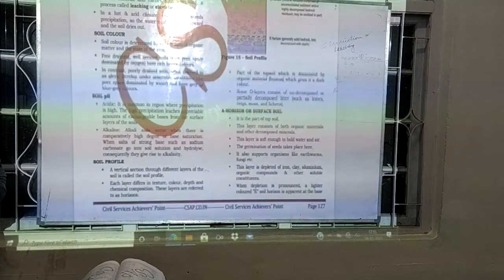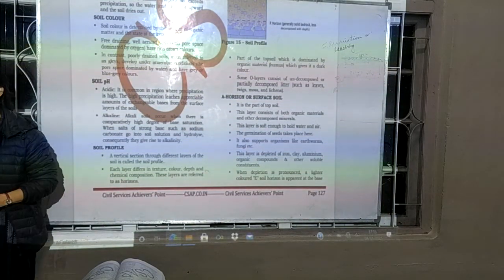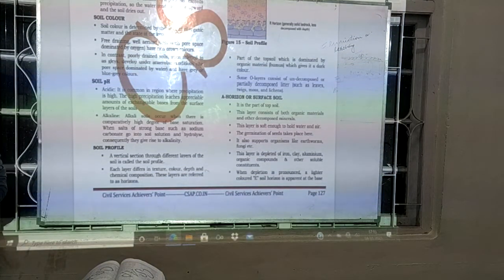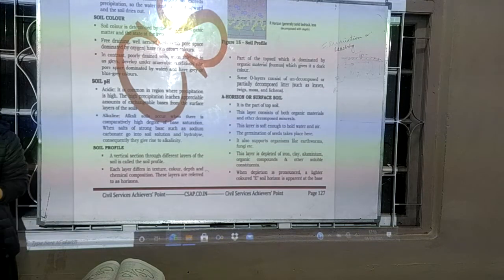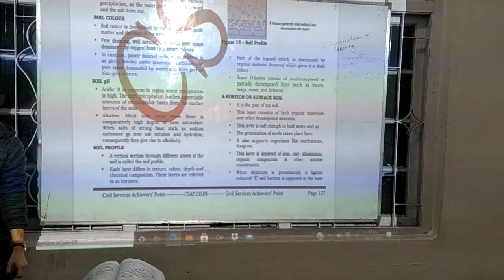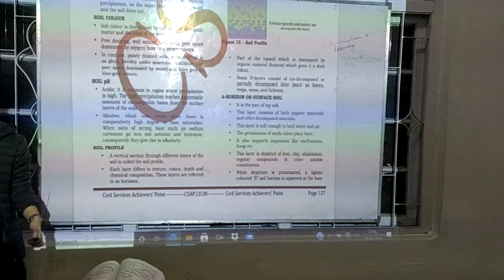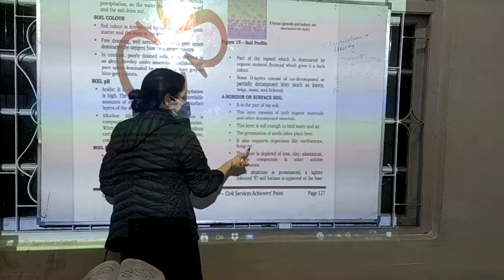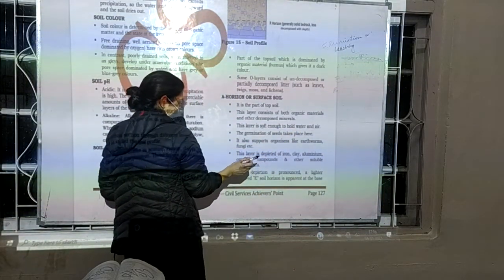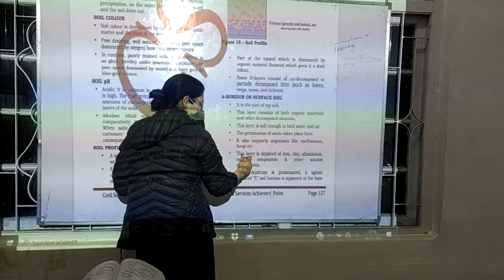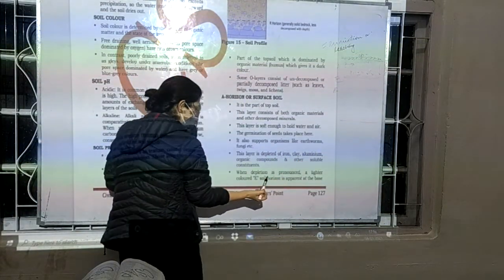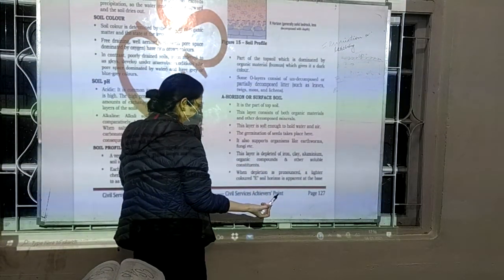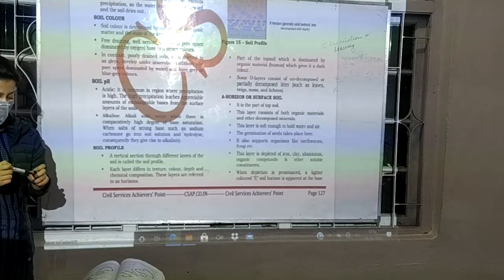Okay. See, the O horizon is part of the topsoil, which is dominated by organic material or humus. It has undecomposed matter such as leaves, mosses, lichens. Okay, the A horizon is part of the topsoil, and this layer is depleted of iron. It is soft enough to hold water and air, and germination of seeds takes place here. Okay, and it supports organisms. This layer is depleted of iron, clay, aluminium, organic compounds, and other soluble constituents. Okay, downward movement.